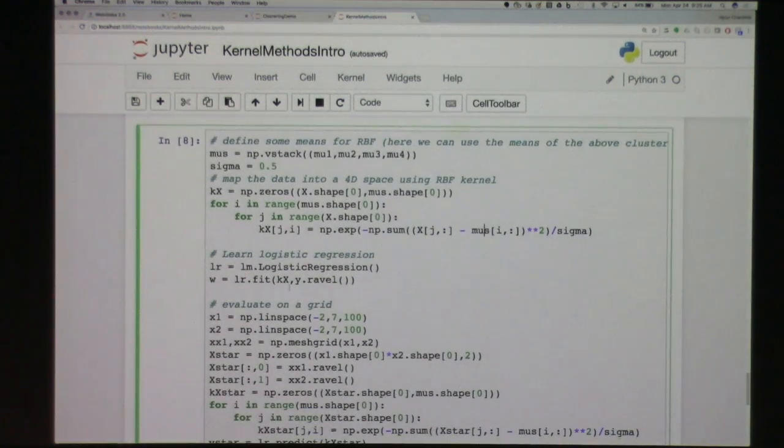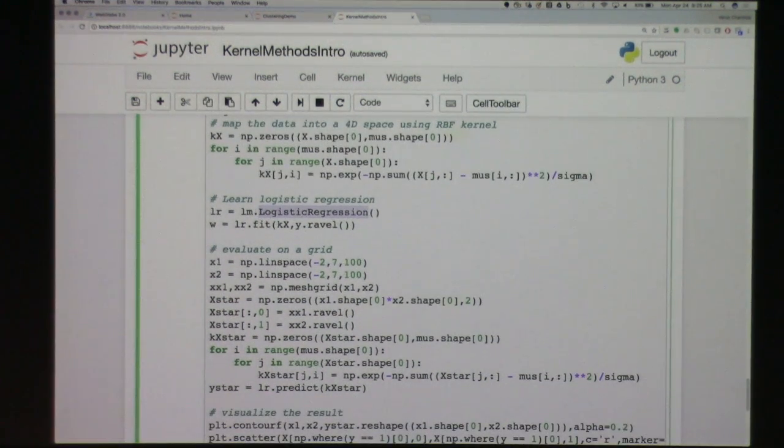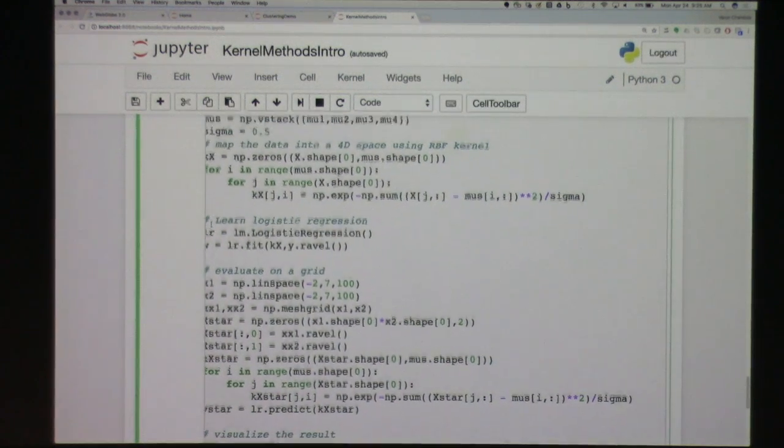So now what I have is kx, right? So if my data had n points, then kx is going to be n cross 4 because I have 4 points now. And now I can fit a logistic regression model to that, right? And the w that I'll get, of course, will have 5 values, because it'll be the intercept and then 4 values for my 4-dimensional data.